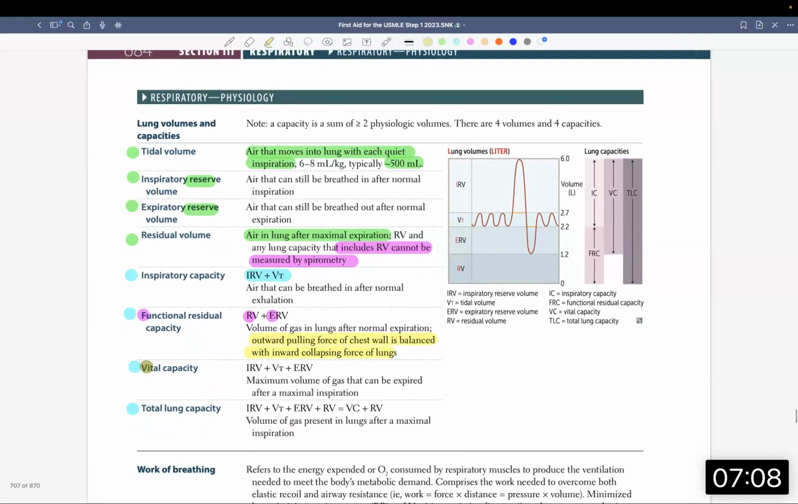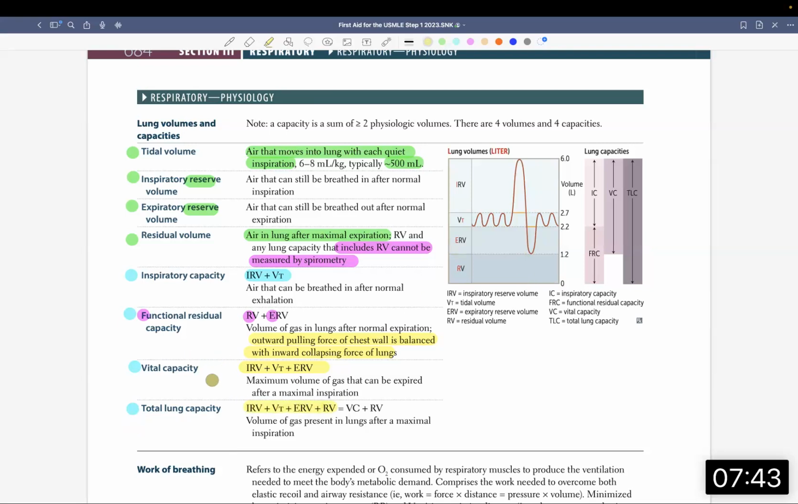Then what is vital capacity? This is inspiratory reserve volume plus the VT plus the ERV. So this full one line, IRV plus VT plus ERV, is the vital capacity. Then TLC includes the residual as well: IRV plus VT plus ERV plus RV. In other words, this is vital capacity plus the residual volume. If you add the RV, then that's total lung capacity.